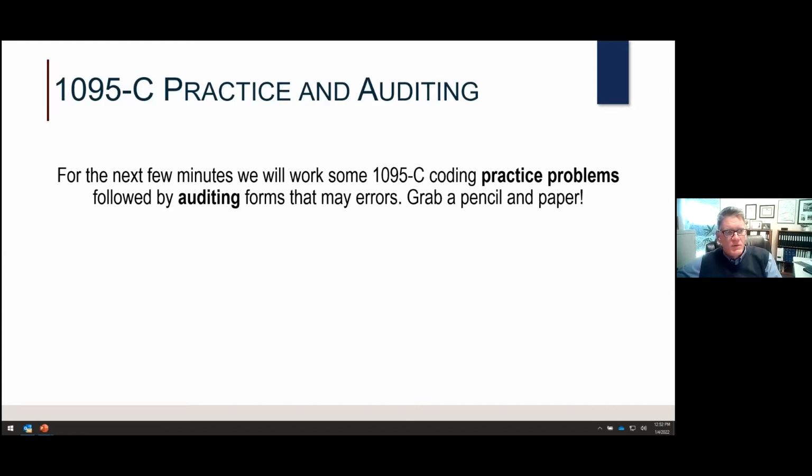So grab a pencil if you want and a piece of paper and sketch out some of this stuff with us, or just watch as we go along. But what we're going to do is look at, based upon specific HR facts, how a 1095-C might be filled out. So here we go.